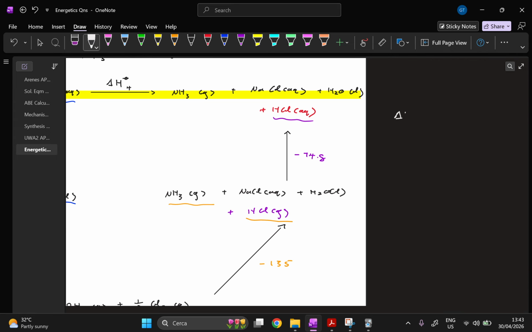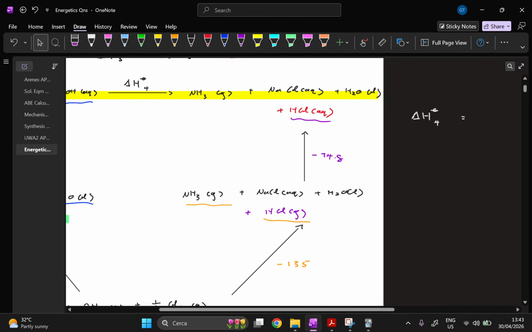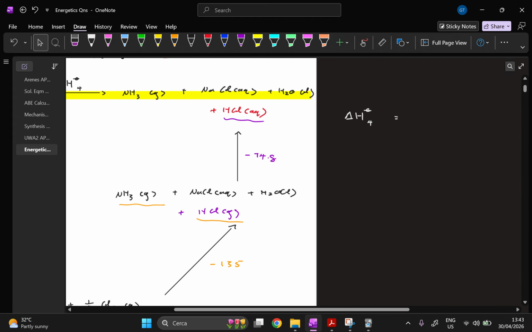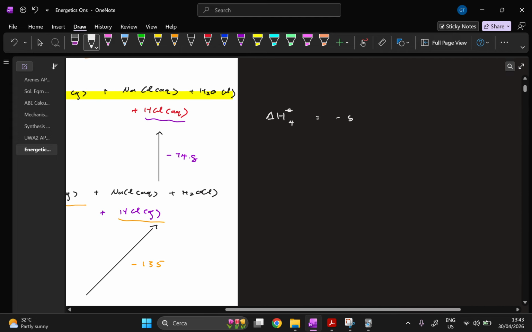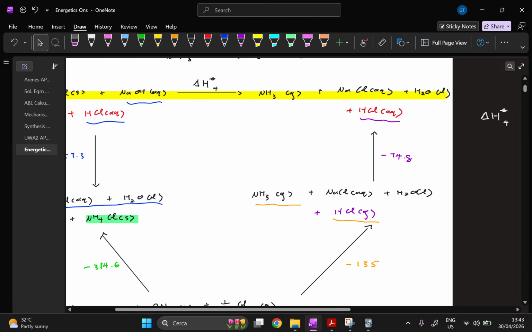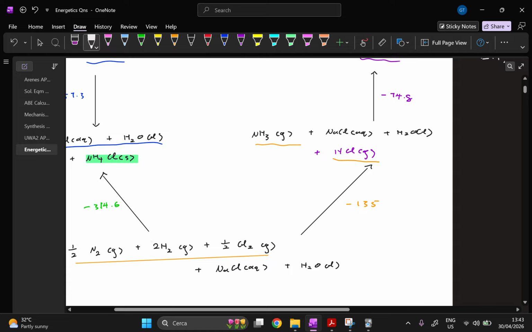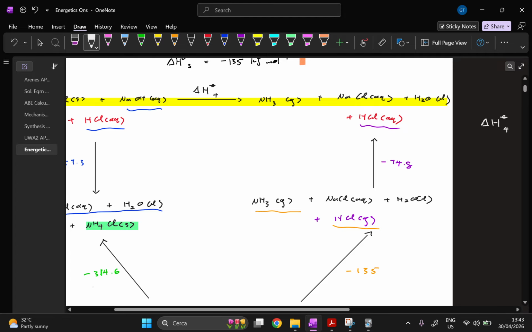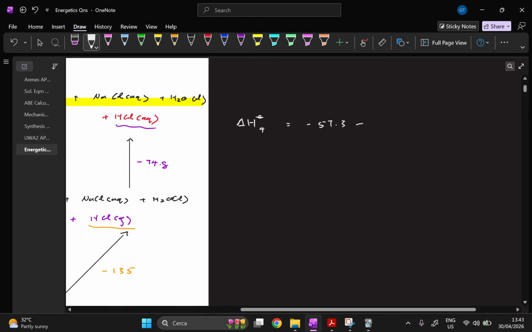My enthalpy change of reaction is going to be, follow the direction, right? Minus 57.3. But then here, my arrow is pointing from bottom to top. I am trying to trace from top to bottom. So because I'm going against the direction of the arrow, I need to flip the sign. So instead of negative 314.6, this one becomes plus 314.6. Okay, this is very important.